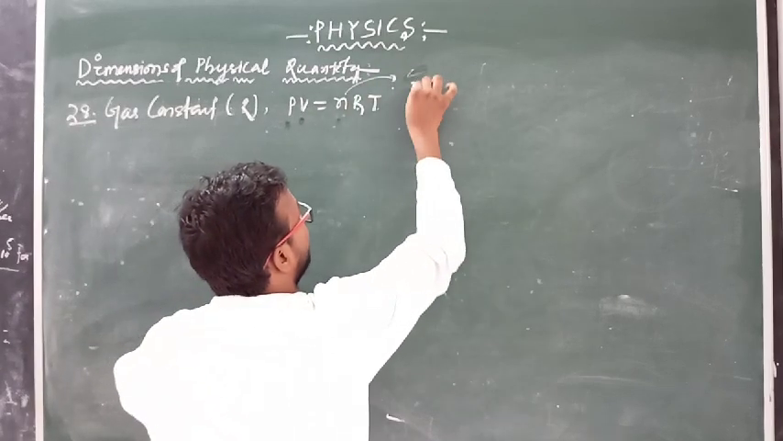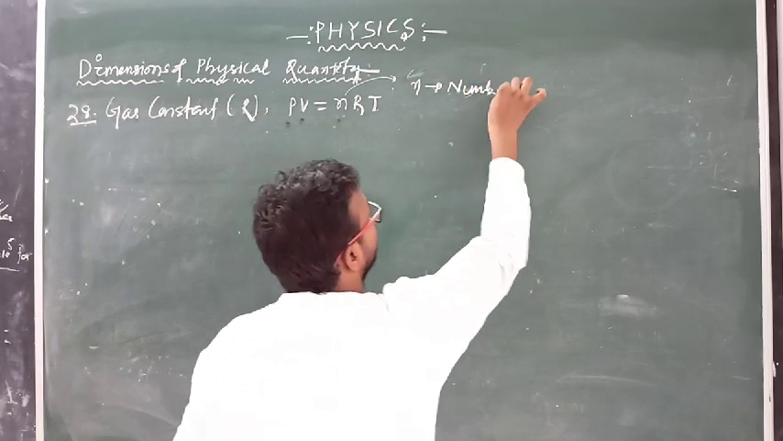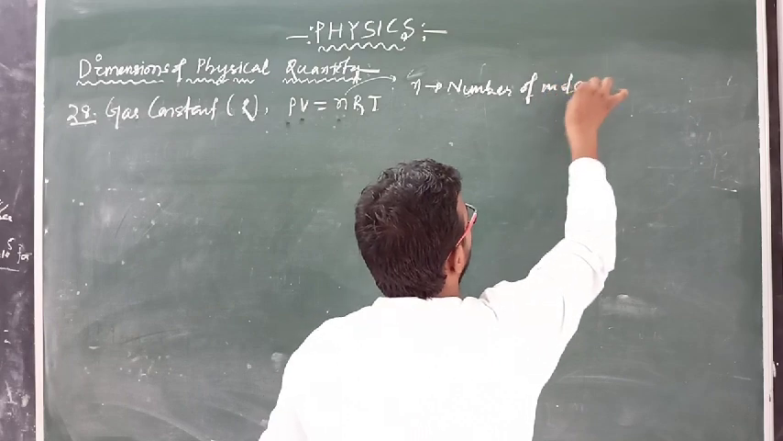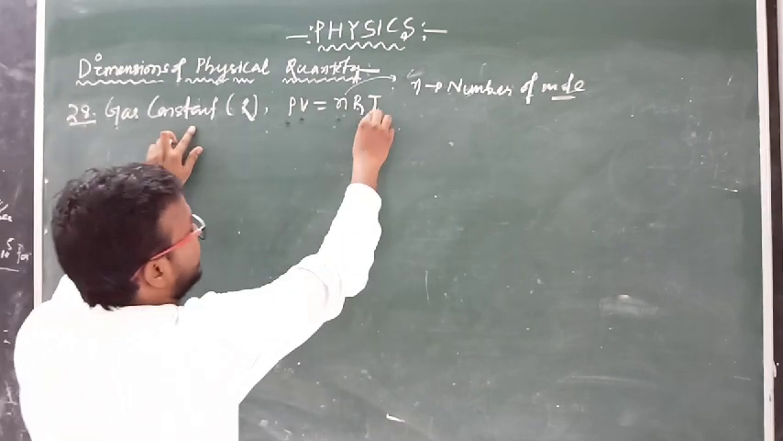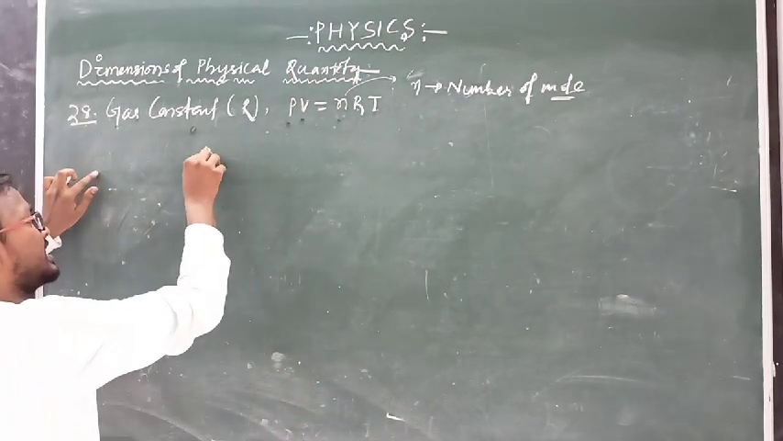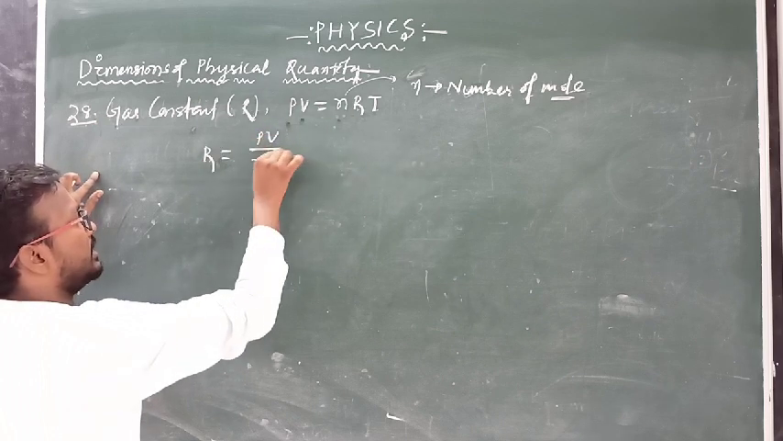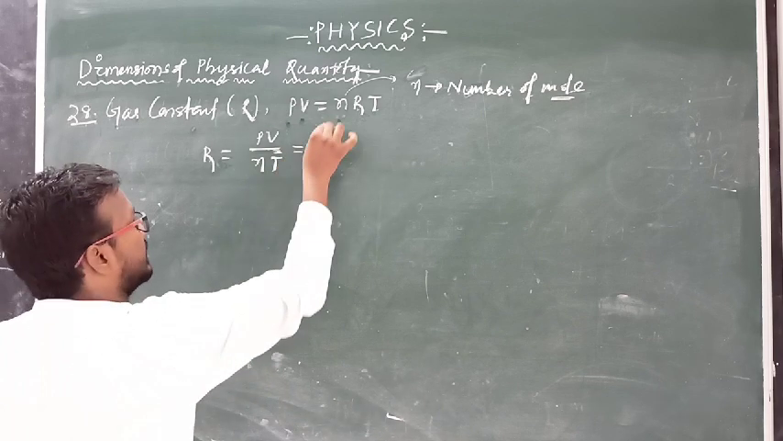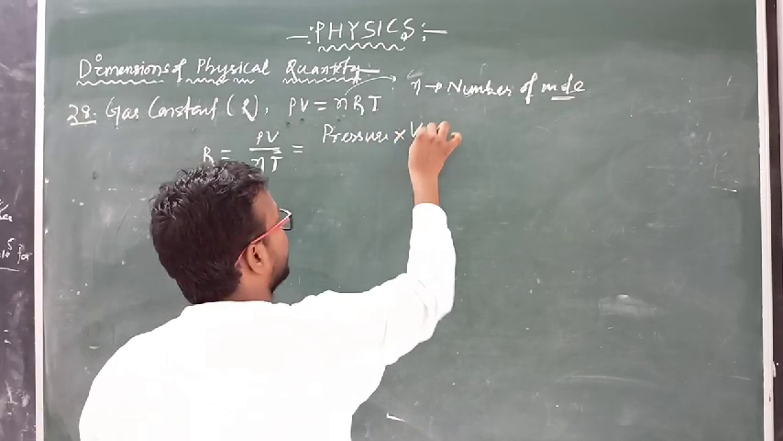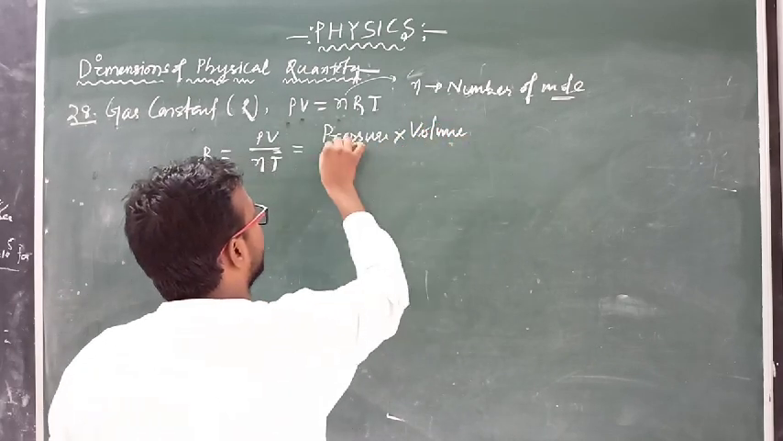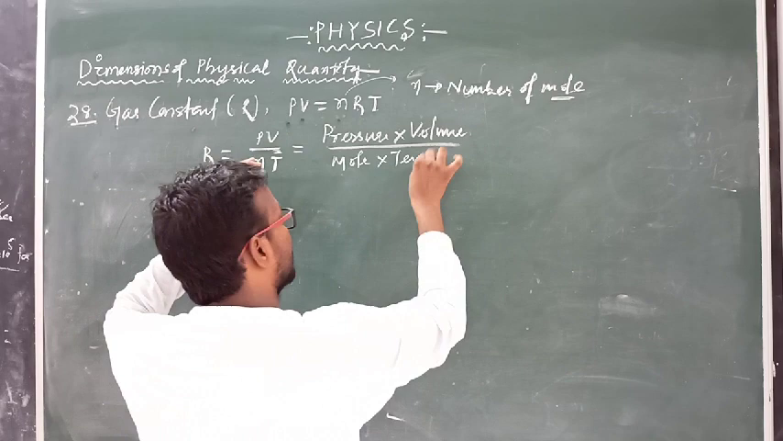Here small n is represented as the number of mole. Clear? And what is R? R is the gas constant. What is T? T is temperature. So you can write gas constant R equal to PV divided by nT, and here n is mole. That means pressure into V, it is not velocity, it is volume, pressure into volume divided by mole into temperature.